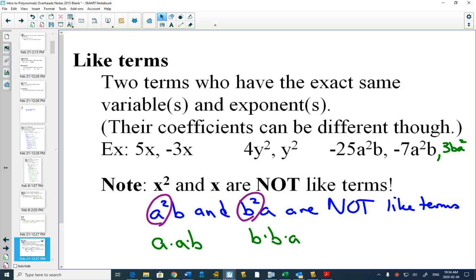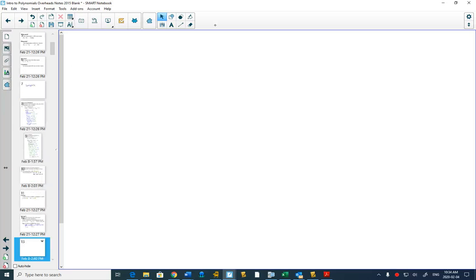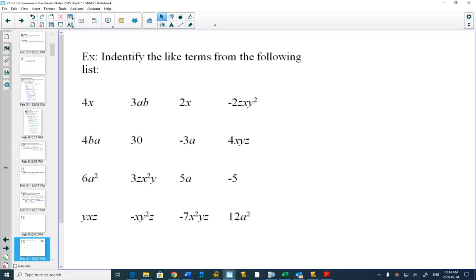Now for the next example, if you have more than one color of pen, pencil, highlighter, you can use that. If you only have one pencil, you're going to need to use shapes. I'm going to show you how you could do this. I take out my red pen, and I'm going to circle 4x in red and 2x in red because those are like terms. Is there any other ones that have just a single x?